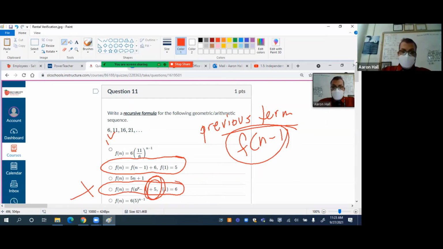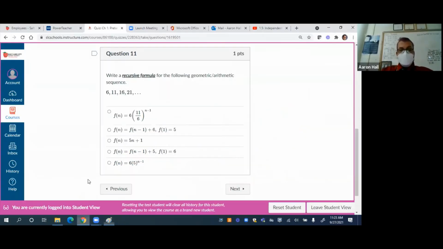It says in mathematics, the new term is the previous term plus 5. That's what's happening here anyway, plus 5. And then our first term is 6. That's what it says. So it has to be that answer. So I'm going to go back over here and select that one and move on.